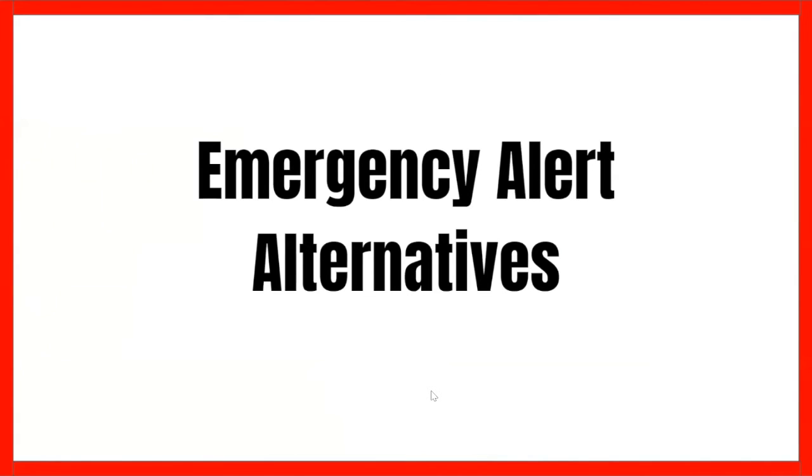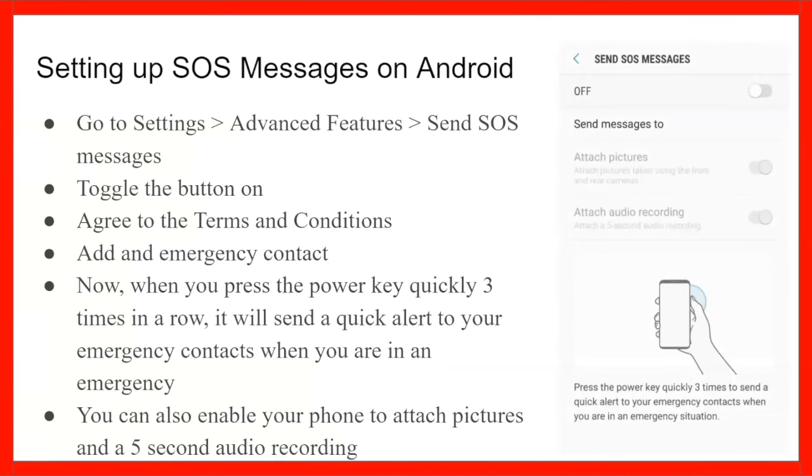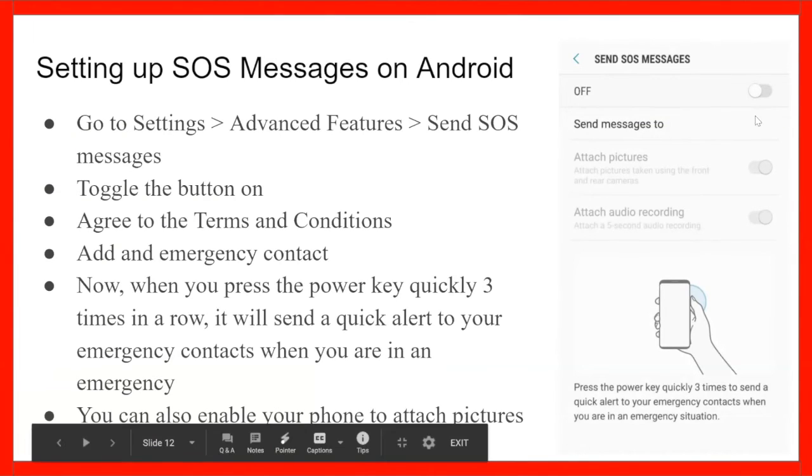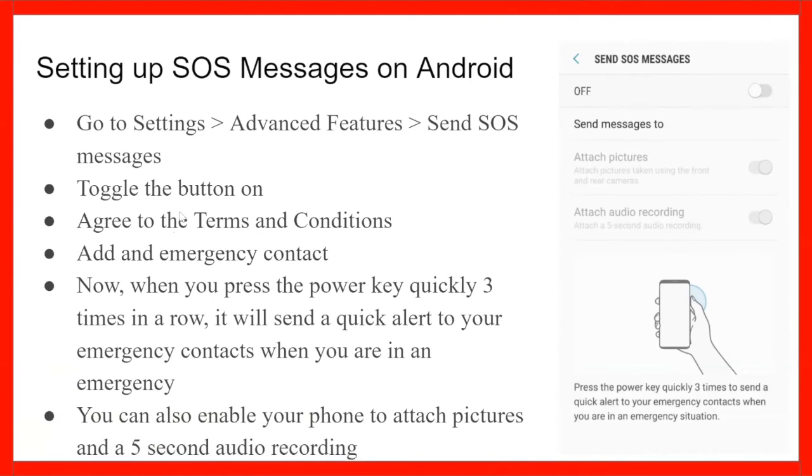So there's also a wide variety of emergency alert alternatives to the Red Panic Button app. You can set up SOS messages on your Android device. You would go to Settings, Advanced Features, Send SOS Messages, turn the toggle button to on, and agree to the terms and conditions. You can add your emergency contacts.